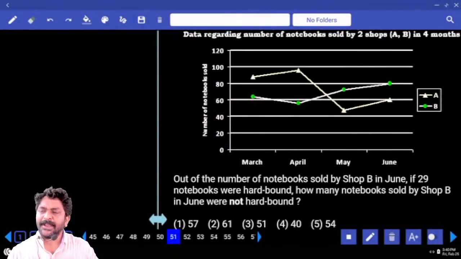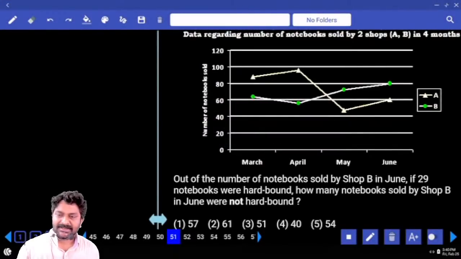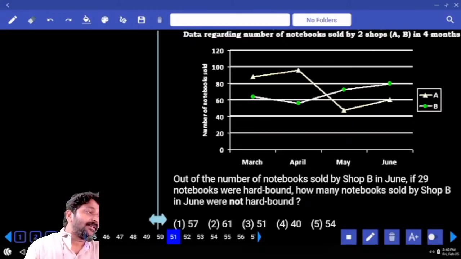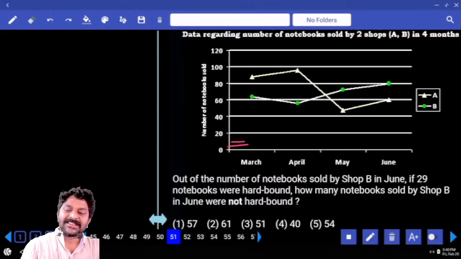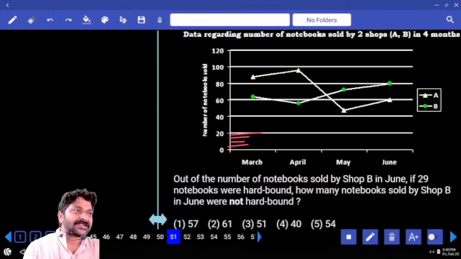Number of notebooks sold by 2 shops A and B in 4 months. Right. So now we have 0, 20, 40, 60. A gap of 20, 20 we have. And how many lines are there between? Come on. Any lines? 4 or 5? 4 lines means how many parts? 5 parts. So each part is equal to?